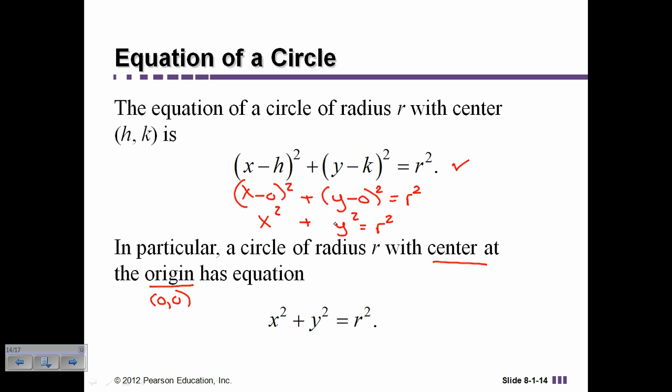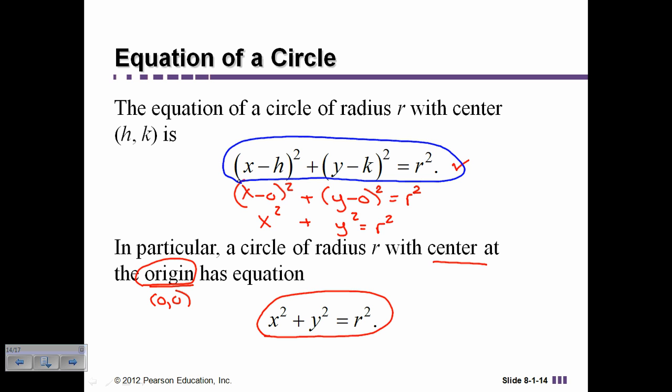And so if I were to say that the center is at the origin, then this is the format of the formula for a circle. If the center is not at the origin, if it's at any other point, then your formula will look like this, where you have a binomial, or you have 2 terms inside the parentheses.